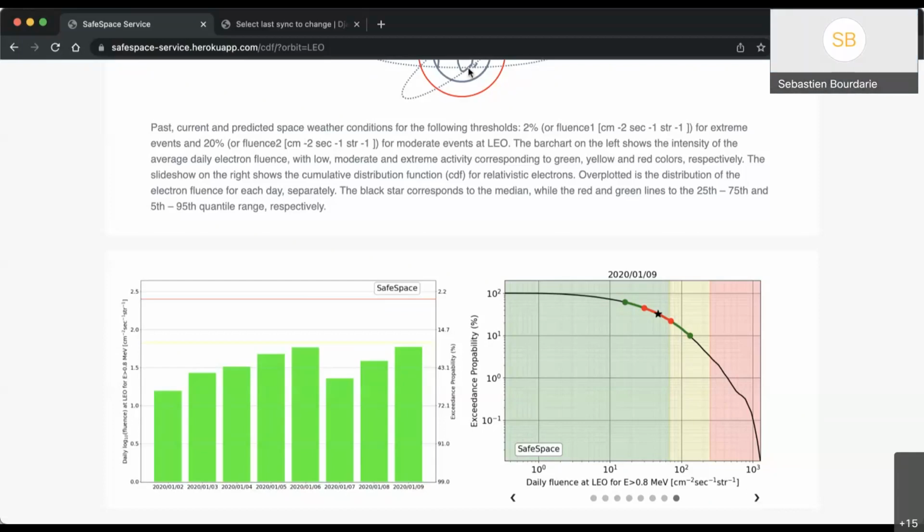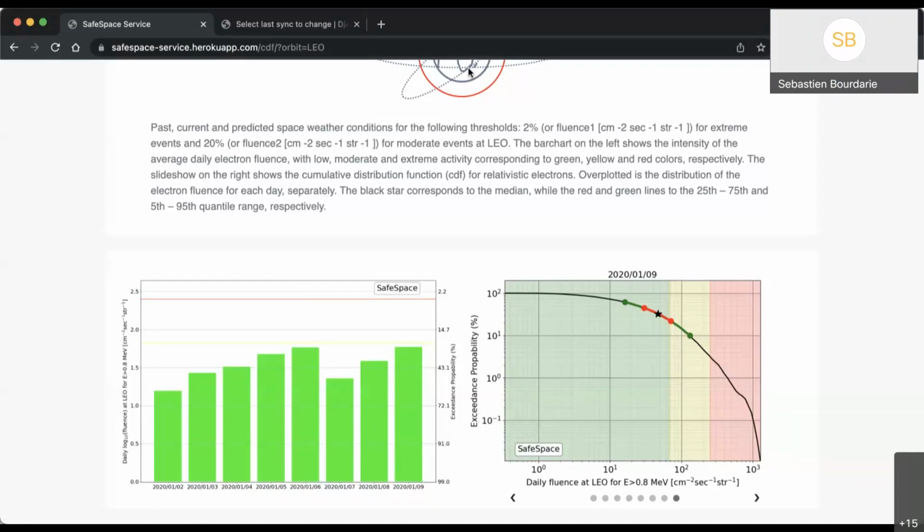Yanis, I think Dominic was asking what are the red points on the CDF. So yes, thanks, Sebastian. This is because the tool we have implemented into SafeSpace gives us the uncertainties in our predictions.